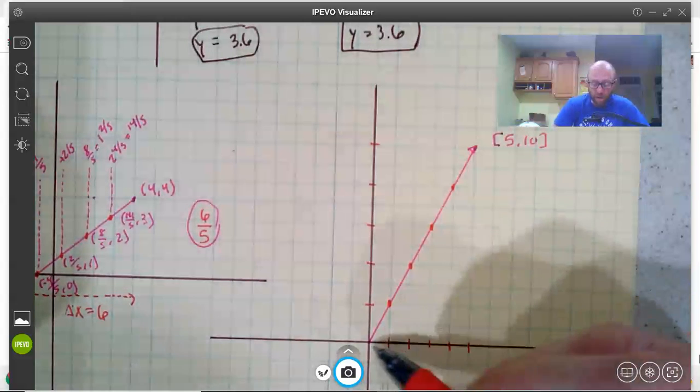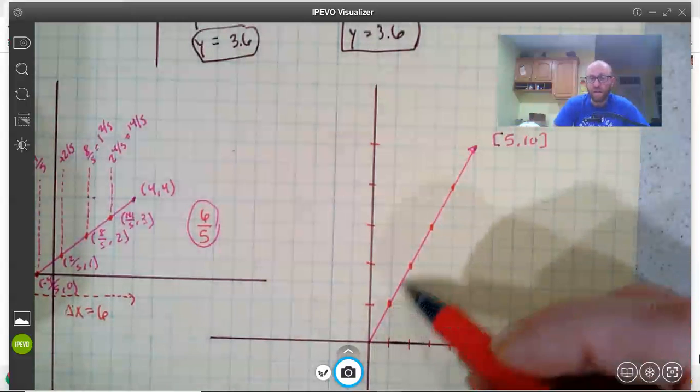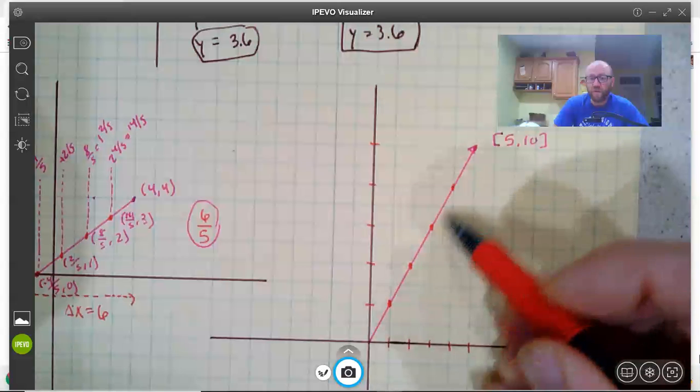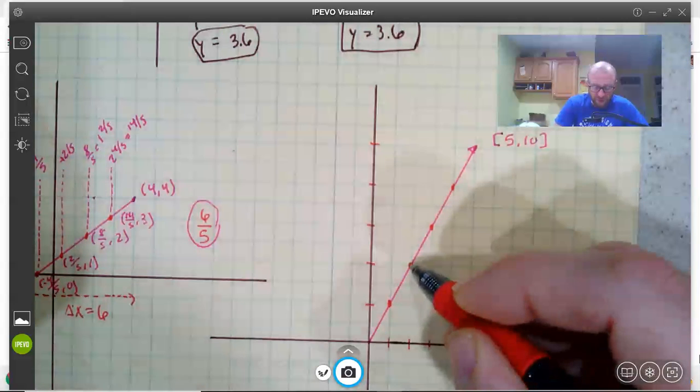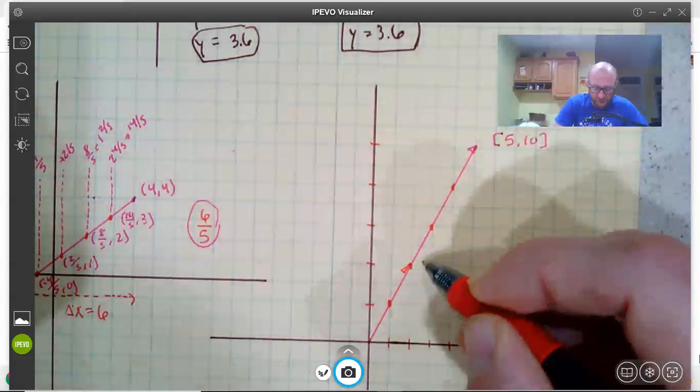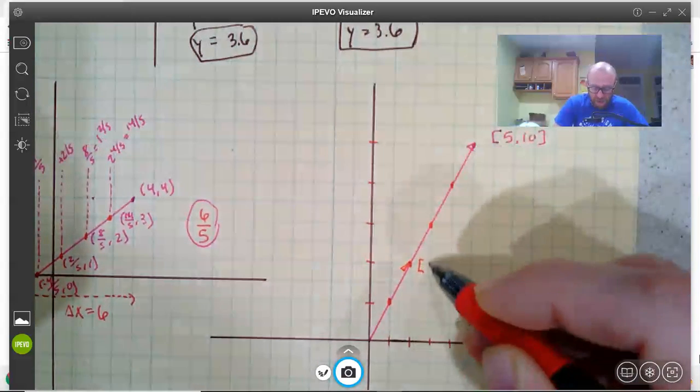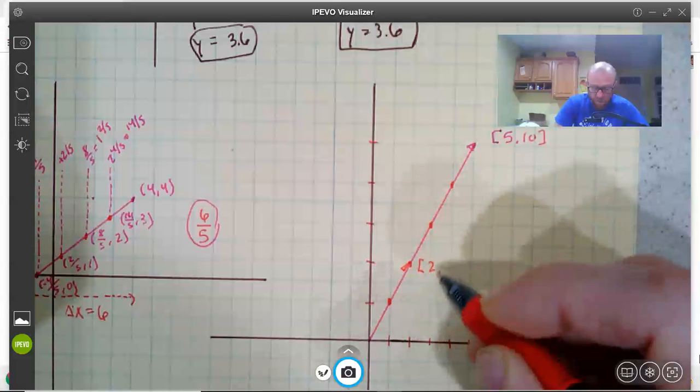And so now if I want to travel, there's 1/5 of the length, there's 2/5 of the length, 3/5, 4/5, 5/5, right? So 2/5 would be easy right here. So that vector would be 2 and 4.